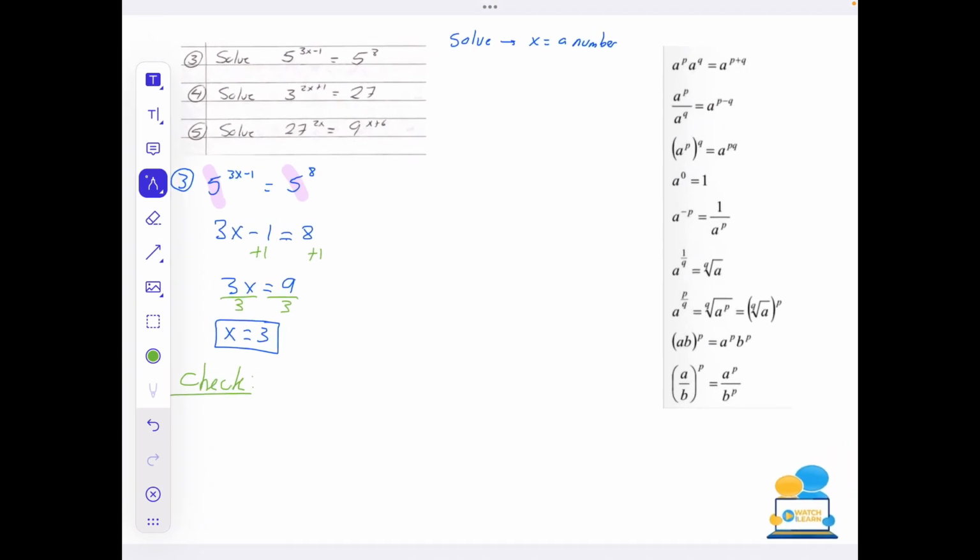Unless the question says verify, which one of the exam questions that we'll see at the end actually did, you're not getting any extra marks for this, but it is kind of a peace of mind that you'll know that you have your answer correct.